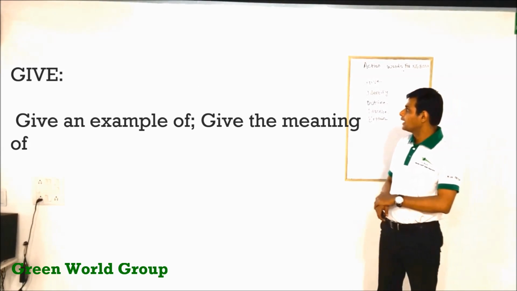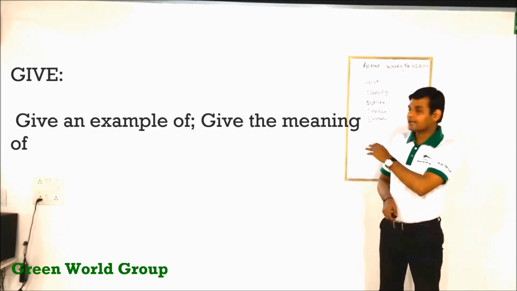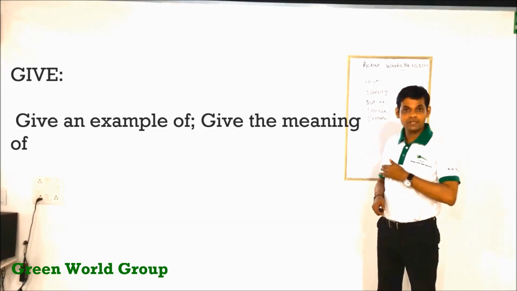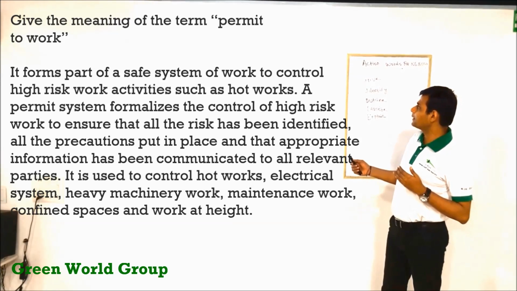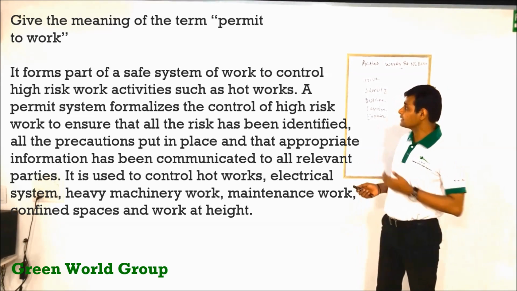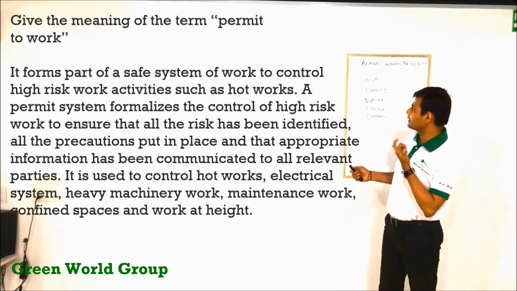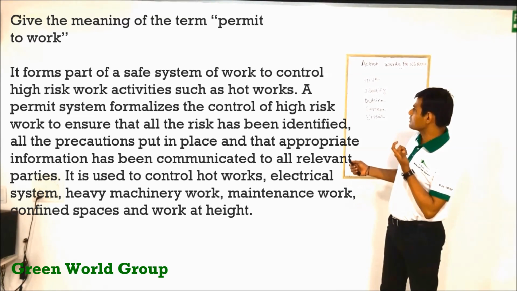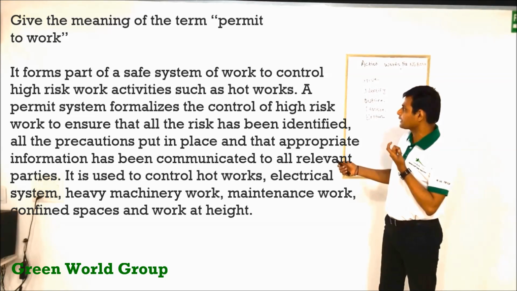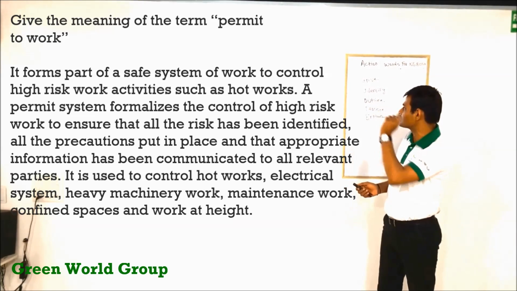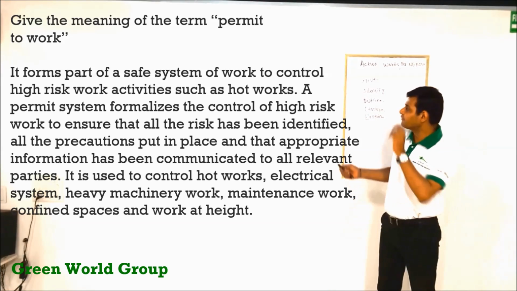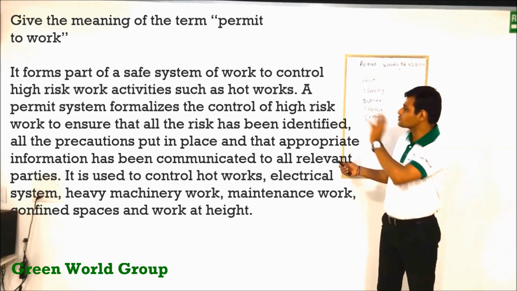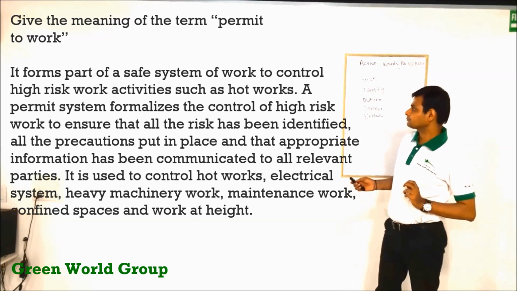First is give. This question used to come in the format like give an example of, give the meaning of. Like this. Give the meaning of the term permit to work. How can we answer? First thing you have to write what is permit to work. It forms a safe system of work to control high risk work activities such as hot work. What is permit system and how it is used? Give some examples. So define what is permit and then give some examples.